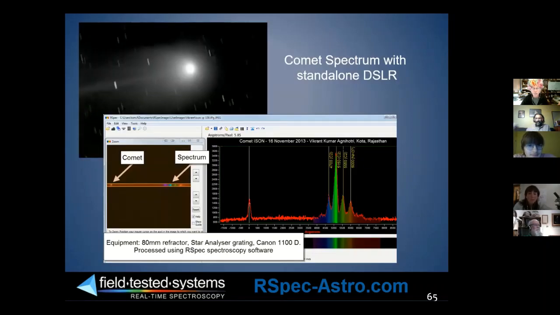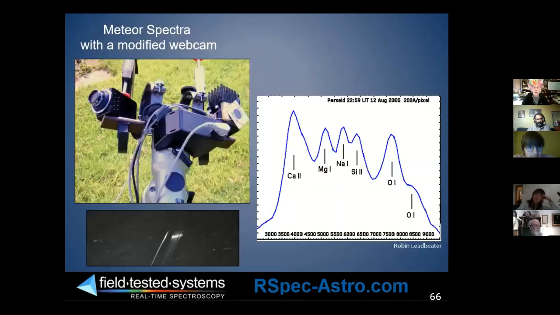There's a comet image done by Vikrant Agnihotri. He's out of India. He's a nuclear power plant engineer in Rajasthan. And you can see the Swan bands there. Again, comets are extended objects, so there can be a challenge to get a spectrum from them. But if they're compact enough in the core, then you can use a slitless grating.